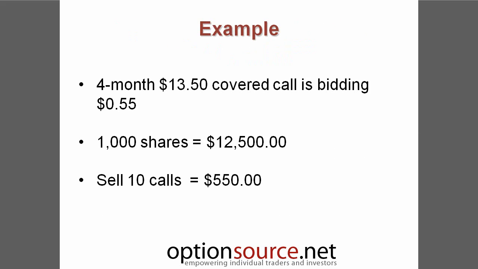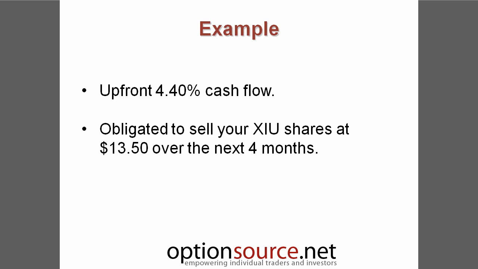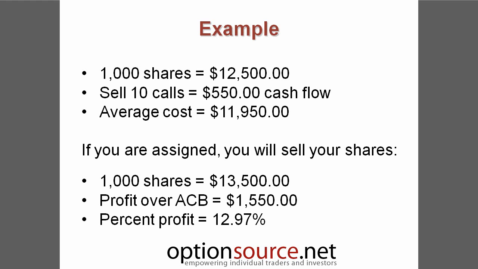So when we look at the 4-month $13.50 covered call, it's bidding 55 cents per share. If we purchase 1,000 shares of the XIU at $12.50, it would cost us $12,500. We then sell 10 calls against the XIU shares and generate $550 cash flow net income. That $550 represents an upfront 4.4% guaranteed cash flow, real money that we made today. We got paid that cash because we are giving someone the right to buy our XIU shares at $13.50 over the next 4 months. So let's look at the different outcomes.